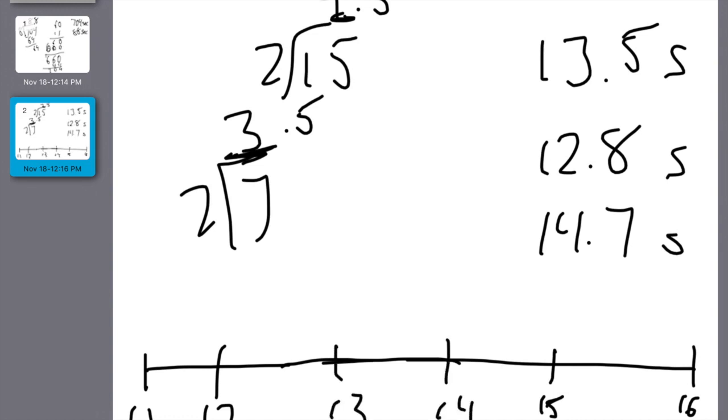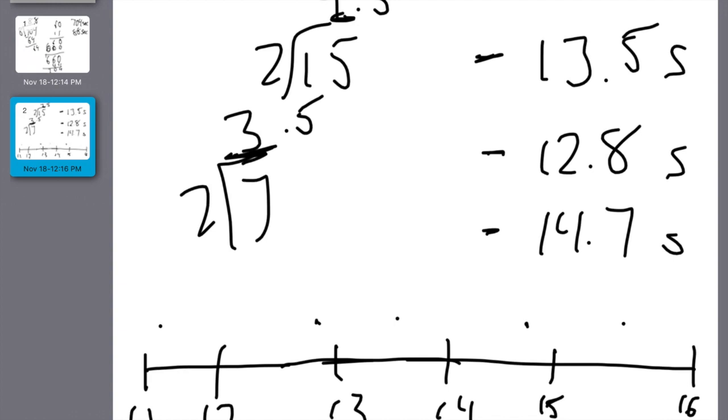Okay, guys, now I'm just using all the numbers. The smallest number is 11.2. The lower quartile is 12.8. The median is 13.5. The upper quartile is 14.7, and the biggest number is 15.5.